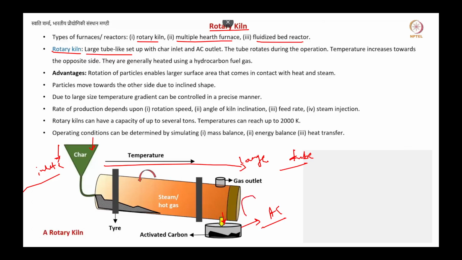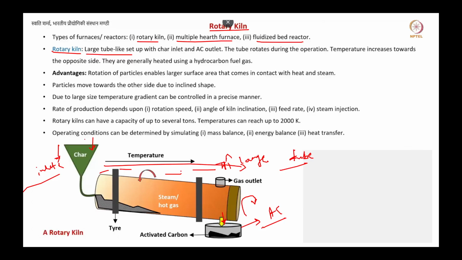So your tube will be in rotation. Temperature increases towards the opposite side. Here you will have a lower temperature, and when you go to this side, you will get a higher temperature. They are generally heated using hydrocarbon fuels. There is some portion here from where you can give the hydrocarbon, which serves as a fuel gas.